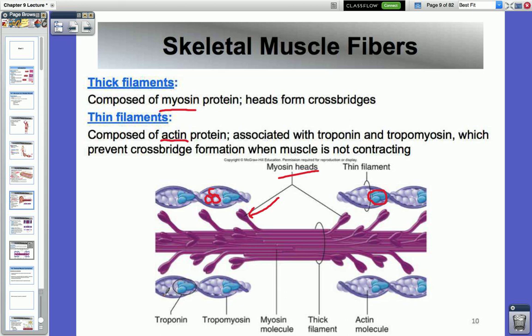Okay? And the thing is, the myosin heads want to bind to actin so that muscle contraction can happen. However, because tropomyosin is in the way, the myosin heads cannot bind to it. So it stops it from contracting because tropomyosin is in the way. So we have to find a way to get these out of the way.